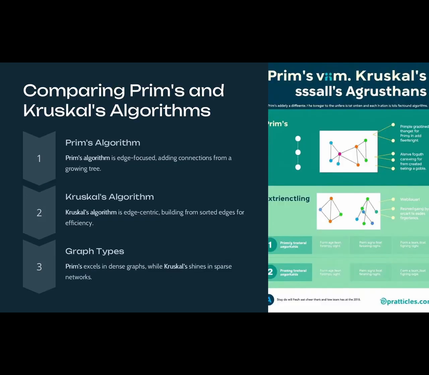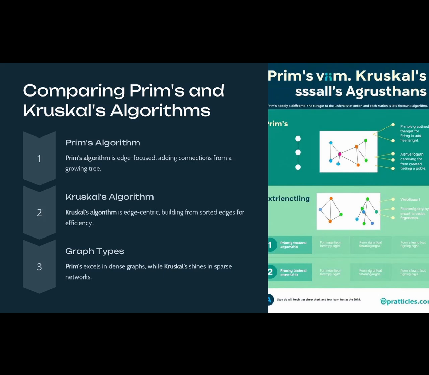Now let us see the comparison between Kruskal's and Prim's algorithm for finding the minimum spanning tree. First, let us look at the approach. Kruskal's algorithm works by sorting all edges and repeatedly adding the smallest edge that doesn't form a cycle, focusing on edges and operating on the entire graph edge list.